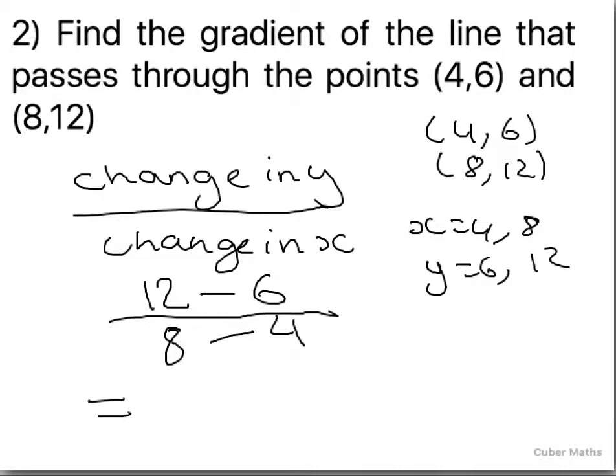Now if we simplify that down, 12 take away 6 is going to give us 6, and 8 take away 4 is going to give us 4, which we can simplify down again to 3 over 2, because 2 lots of 2 fit into 4 and 2 lots of 3 fit into 6, and that is equal to 1.5. So our gradient for this question is 1.5, or 3 over 2.